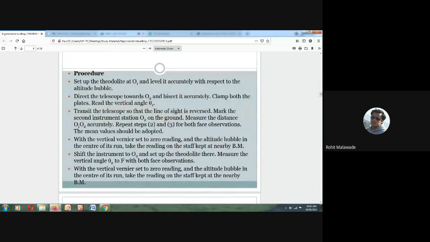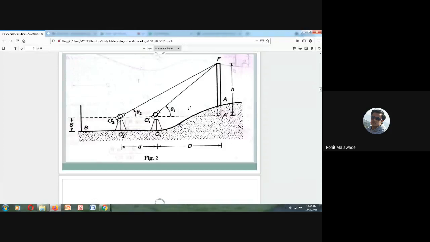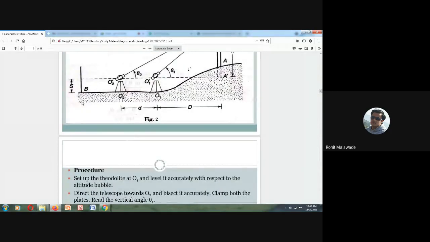Repeat steps 2 and 3. These steps are going to be repeated for both face observations, and the mean should be calculated. Now, with the vertical vernier set at 0 and the altitude bubble in the center of its run, take the reading on the staff kept at the benchmark. Here we shift the instrument over here, and after shifting we note down the benchmark reading.